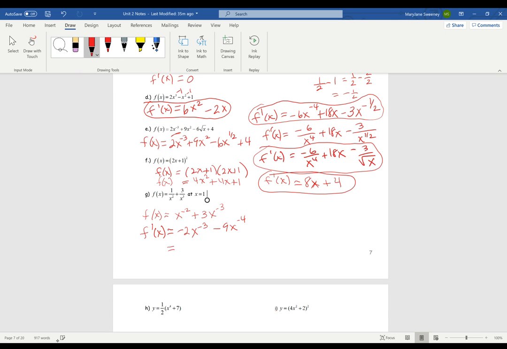So now I did the derivative. Now I'm going to write this how I normally would with positive exponents. I'm going to evaluate this when x equals 1. So it's negative 2 over 1 cubed minus 9 over 1 to the 4th. Negative 2 minus 9, which is negative 11.